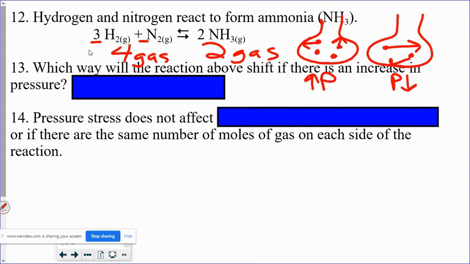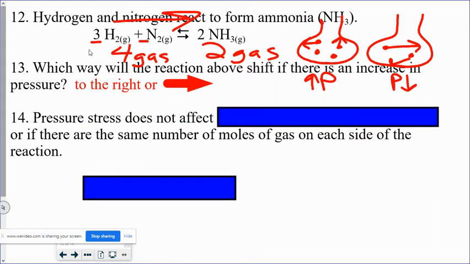So let's read question 13 again. It says, which way will the reaction shift if there's an increase in pressure? If you increase the pressure on the system, it's going to shift to the side that's got less pressure, and that would be the 2 gas molecules.